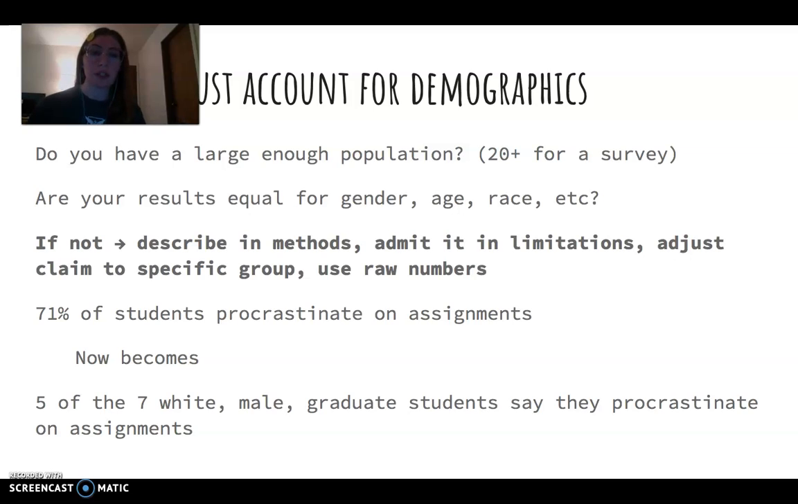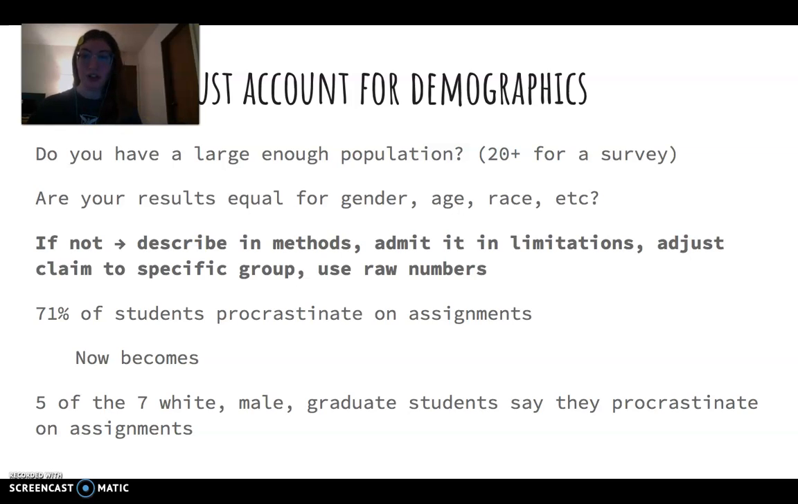You also address it in the limitations. So you should say, my survey didn't have a large reach. Here's how I would do it differently. You should also adjust the claims you're making to a specific group. So instead of saying 71% of students, you should specify who you actually mean. Additionally, a good strategy is to use the raw numbers instead of automatically converting to a percentage. That way it has more accuracy.